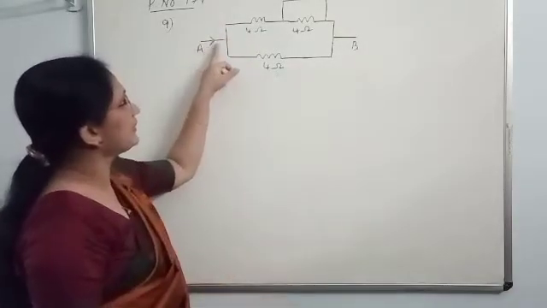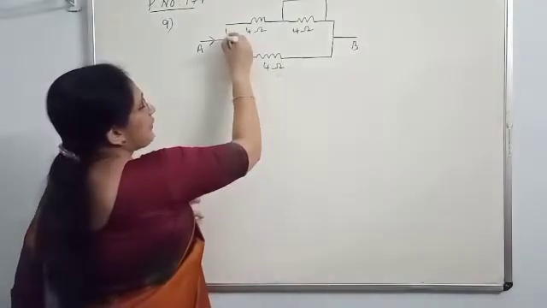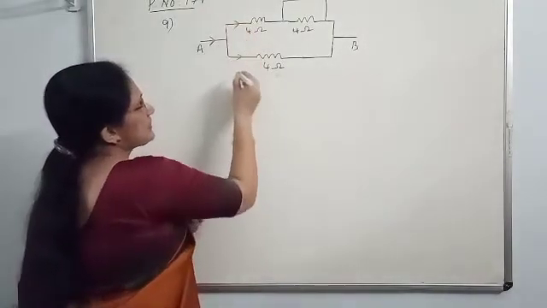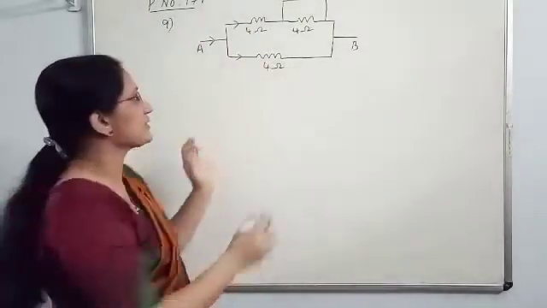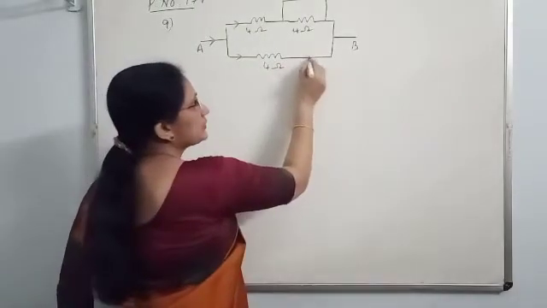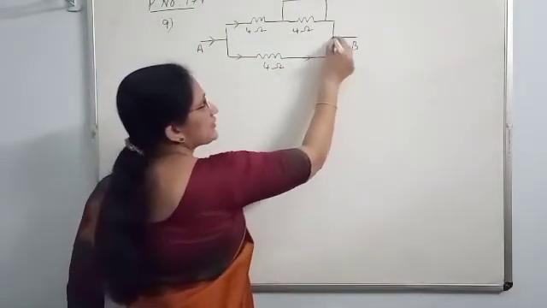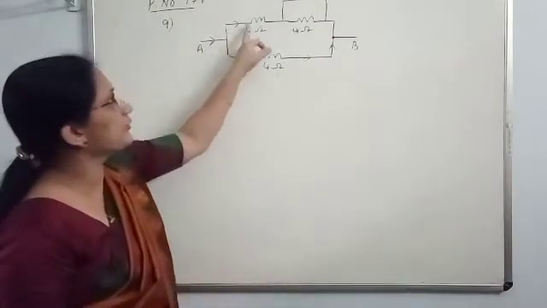Current will enter through this wire. At this point it will split in 2 branches. Current will split in 2 branches, and here the current will flow straight and it reaches at this point. What about the current flow in this branch?